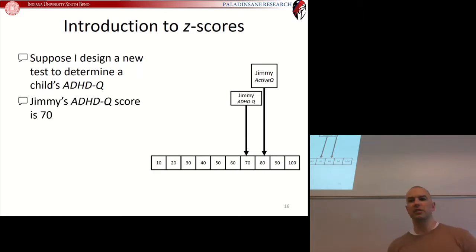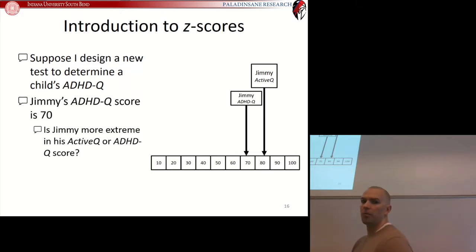But now the question is, which one of those scores is more extreme? So is Jimmy more extreme in his active Q, in his activity level, or is he more extreme in his attention deficits? And again, it all depends on the distribution, because you might say to yourself, well, that's a score of 80 and that's a score of 70. So clearly 80 is higher than 70. However, we're using two different measures. We're comparing apples to oranges here. So we have to re-put it into a distribution.